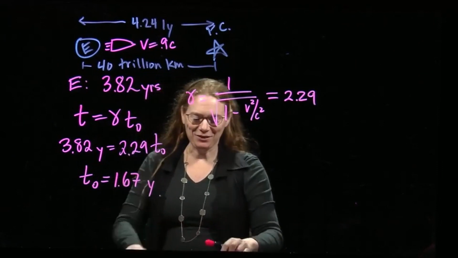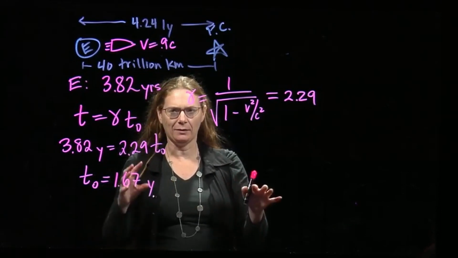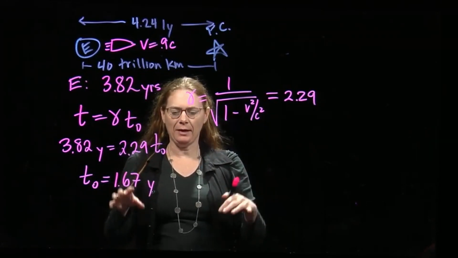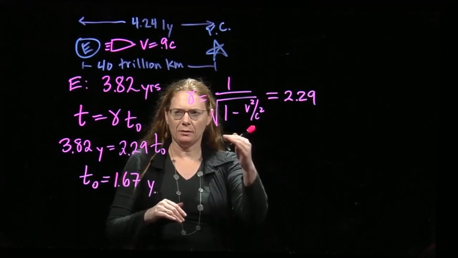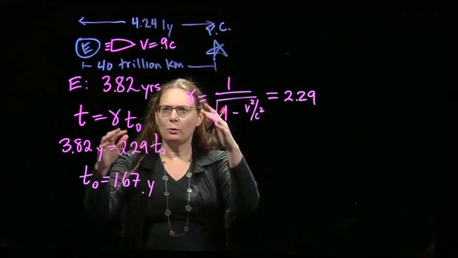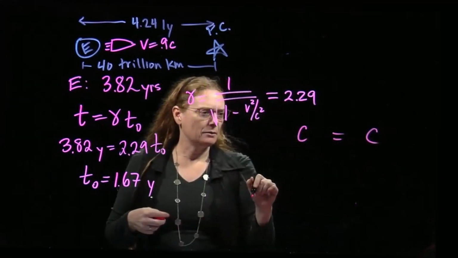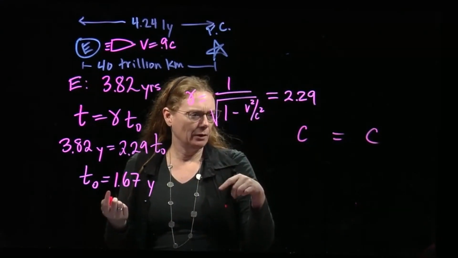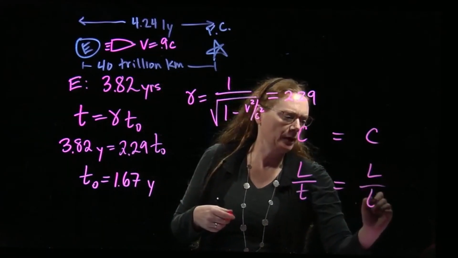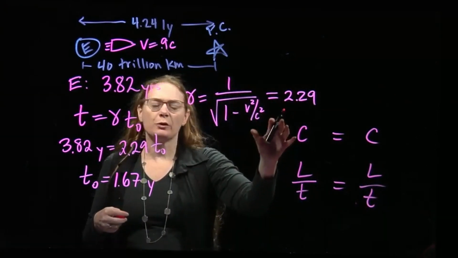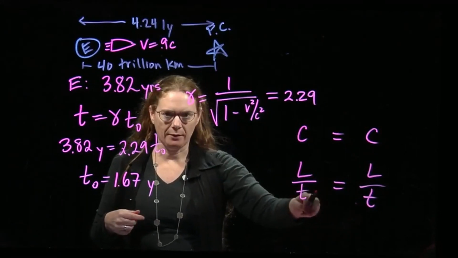Not bad at all. So what's the issue here? Well, the issue is that the speed of light is the same in every reference frame, but speed is distance over time. So the speed of light has to equal the speed of light, and speed is the distance traveled over the time, that is, the length of the trip over the time. We know these have to be the same for the person on Earth and the person in the ship, but these times are different.